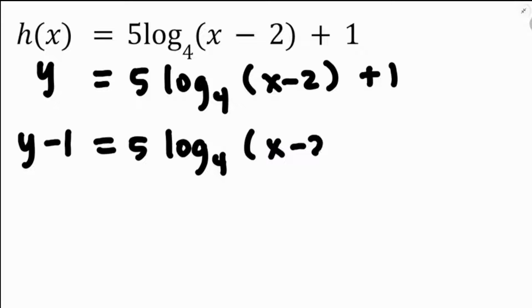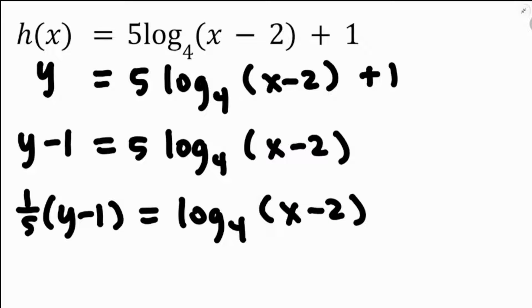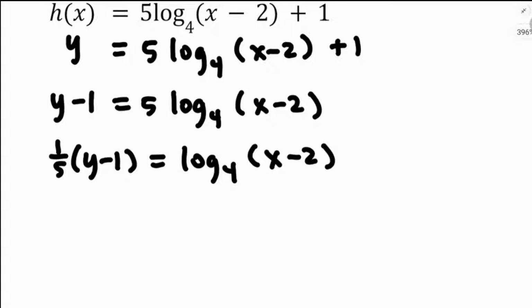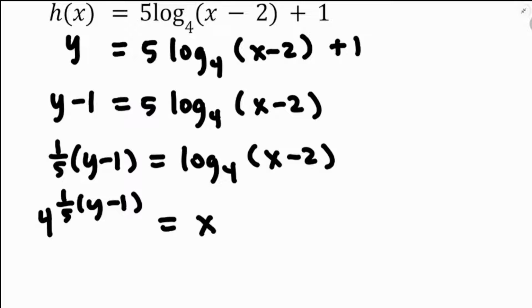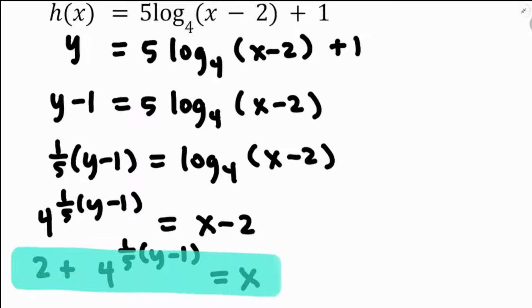Yeah, just one step at a time. Then I'm going to divide both sides by 5, but I call that 1/5 of y minus 1 equals log base 4 of x minus 2. And just like on the last one, I'm going to resolve that log by taking 4 to both sides power. I'm going to say, all right, 4 to the 1/5 of y minus 1 equals x minus 2. Could add 2 to both sides and get 2 plus 4 to the 1/5 of y minus 1 equals x. And that would be an expression for the inverse.